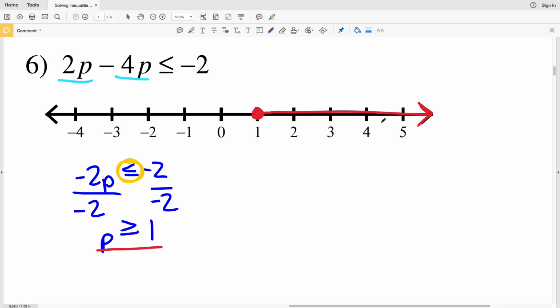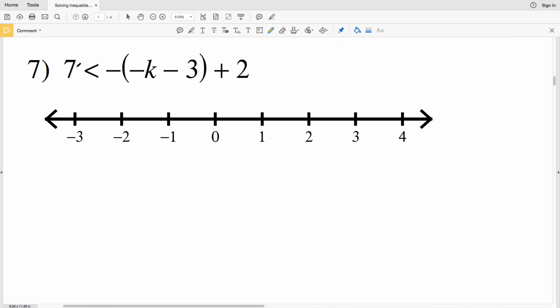So just remember that whenever you divide or multiply both sides of an inequality by a negative, you must switch the inequality sign. Meaning if it's less than, it then becomes greater than. If it's less than or equal to, it then becomes greater than or equal to.